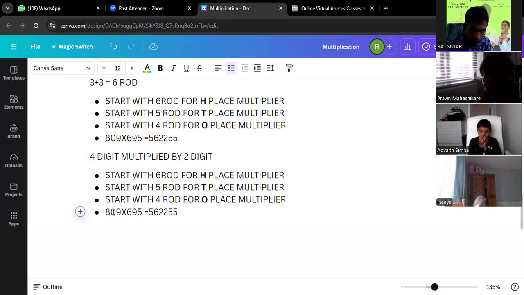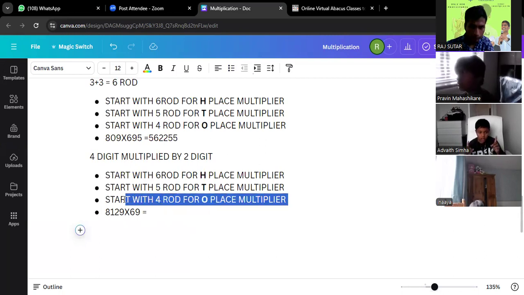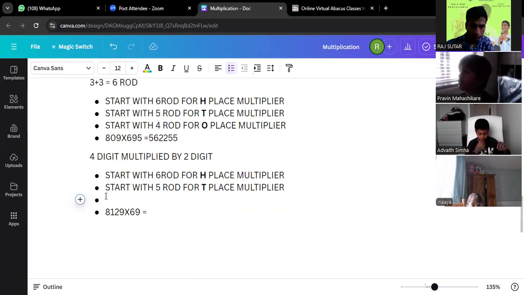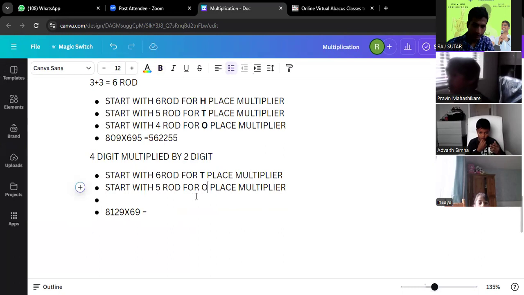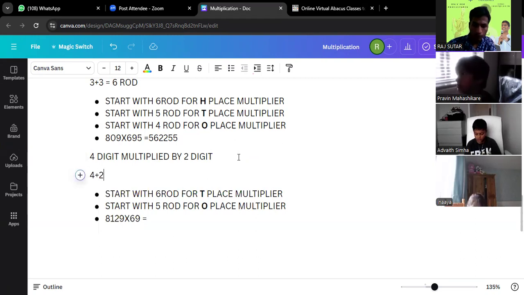So children, now we will do 4-digit multiplied by 2-digit. Okay. Which rod will we start writing the answer on? The sixth rod. 4 plus 2 is 6. Inaya, which rod will we start on? The sixth rod. Fantastic. We'll start with the sixth rod. So let me take here 4 plus 2 equals the 6th rod.